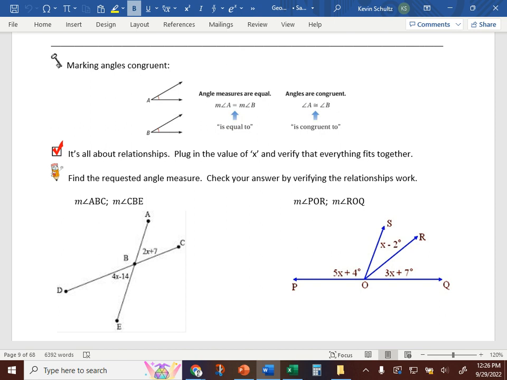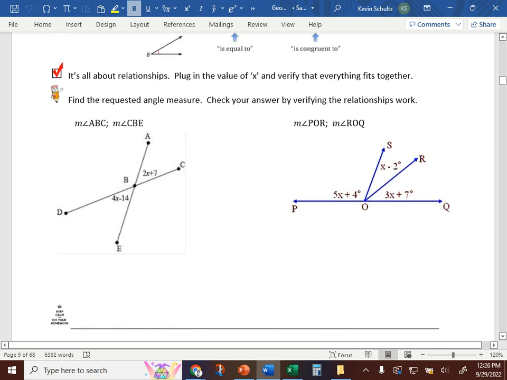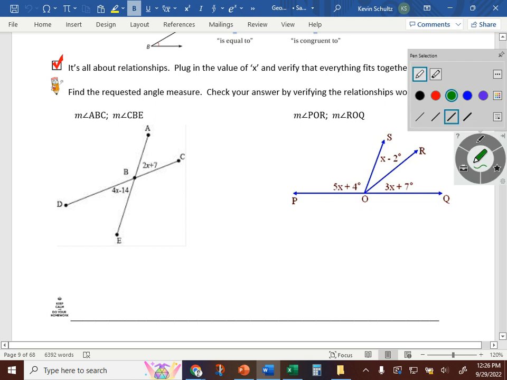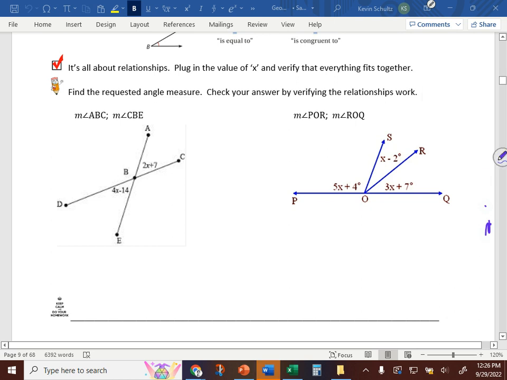Okay, I promised you some algebra, so let's do some algebra. It says, find the requested angle measure. Check your answer by verifying the relationships work. Right above that, it says, it's all about relationships. Plug in the value of x and verify that everything fits together. It's like a puzzle. If a piece of the puzzle doesn't fit, it's not in the right place.